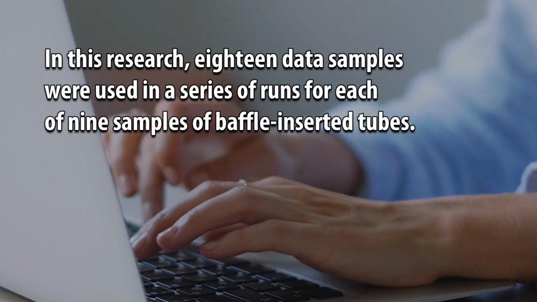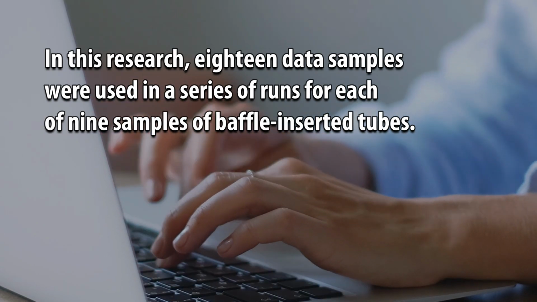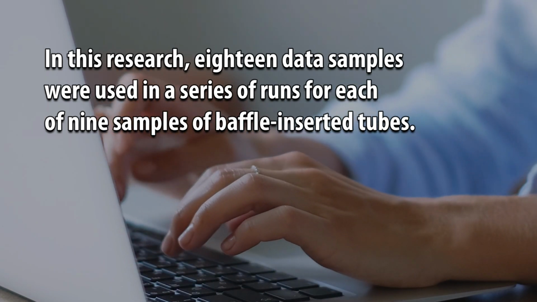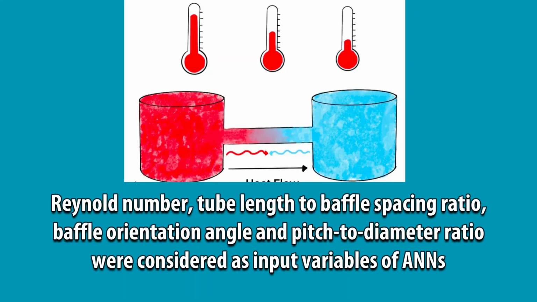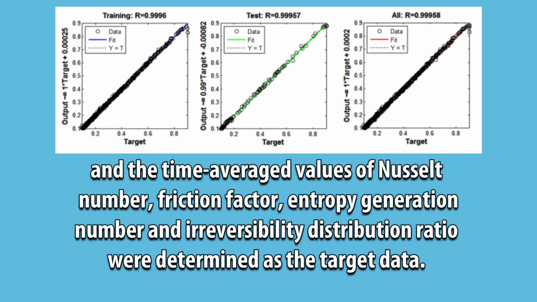In this research, 18 data samples were used in a series of runs for each of 9 samples of baffle-inserted tubes. Reynolds number, tube length to baffle spacing ratio, baffle orientation angle, and pitch to diameter ratio were considered as input variables of ANNs. And the time-averaged values of Nusselt number, friction factor, entropy generation number, and irreversibility distribution ratio were determined as the target data.